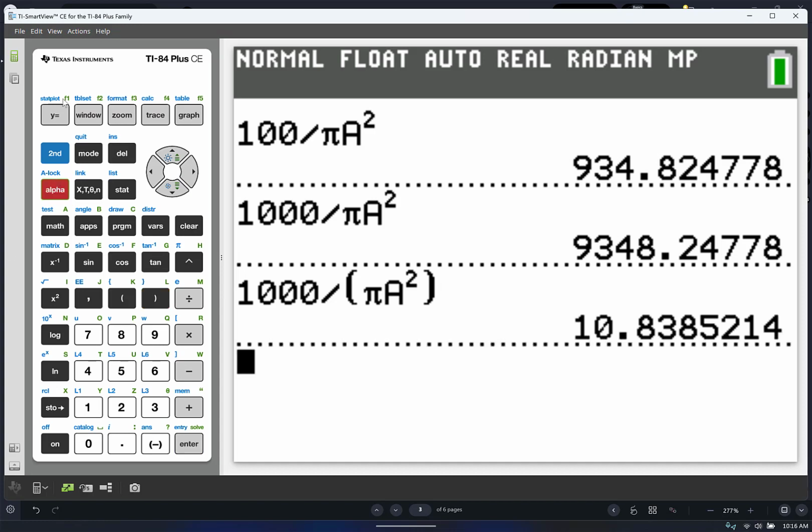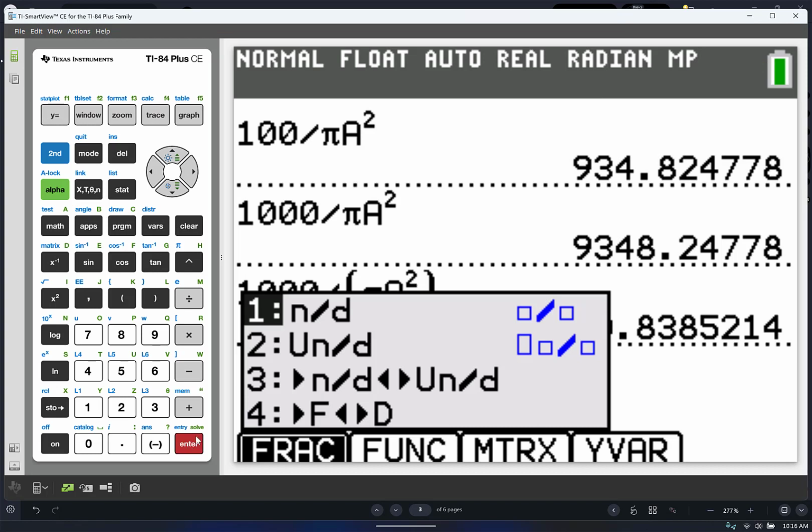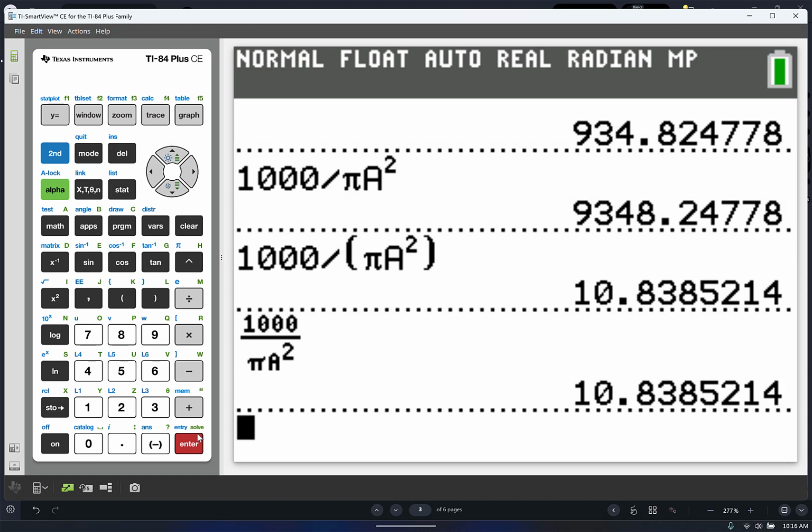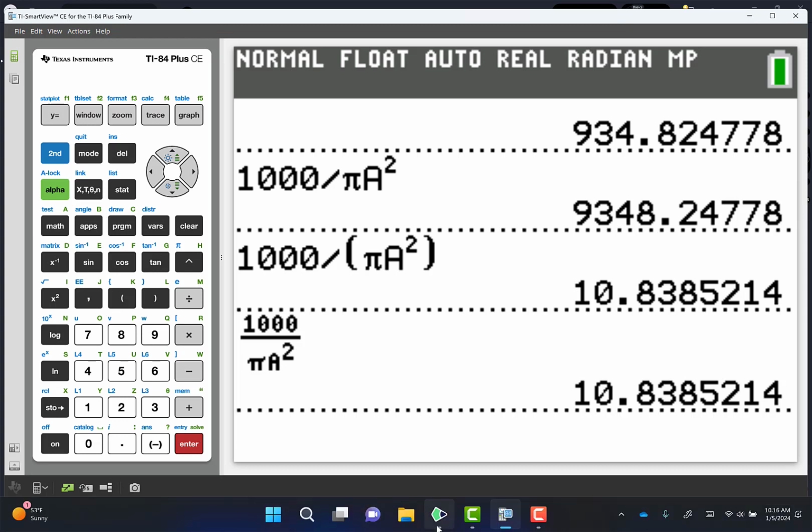Or to never make a mistake, if you never want to make a mistake, just use the little fraction feature. 1,000 divided by second pi alpha a squared. And then look, there it is, same thing. Cool or not cool? Okay, so make sure you write that down somewhere. 10.8385.